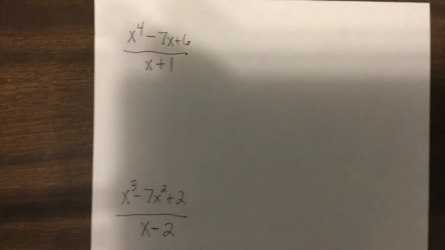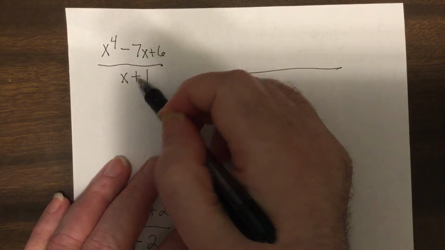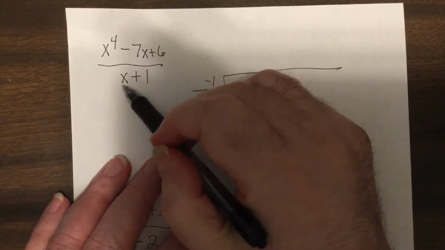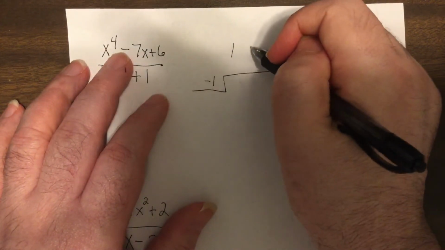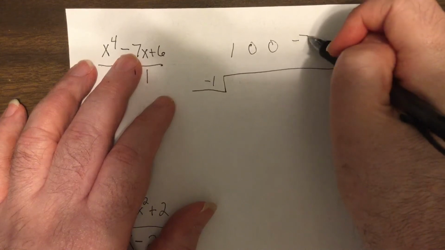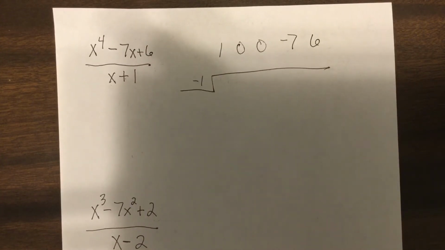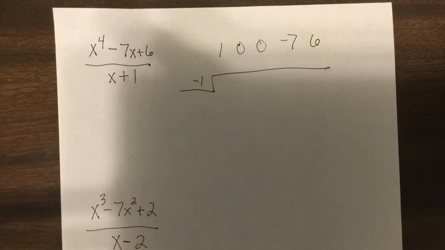So let's try another one together here. The opposite of plus 1 is negative 1, or what do you put in for x that would give you 0? So negative 1. Oh, I'm missing x cubed, so 0. I'm missing x squared, another 0. Then negative 7, 6. Now the process: bring down, multiply, add. Bam!